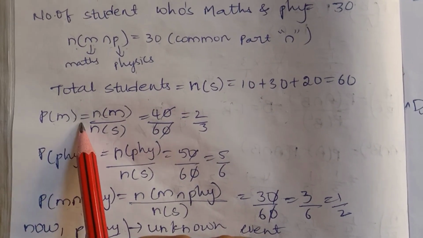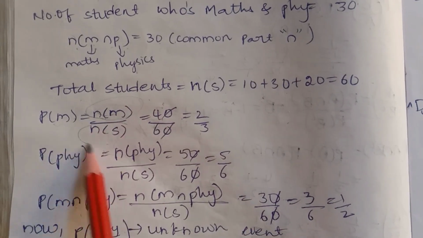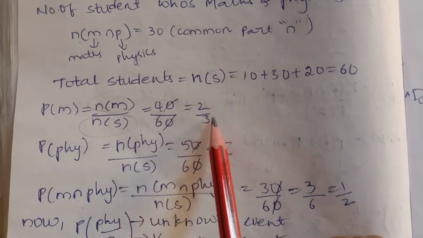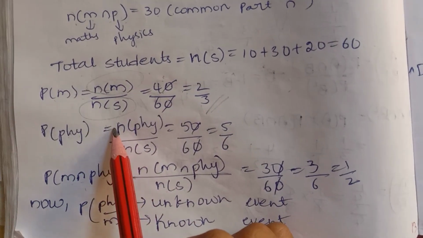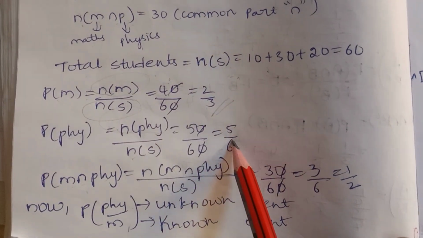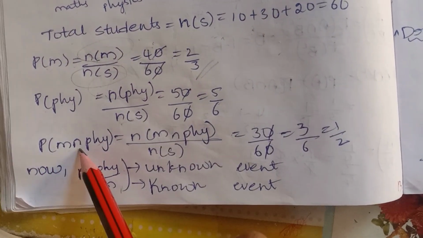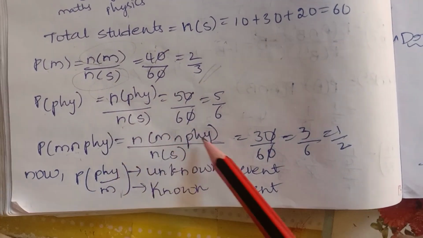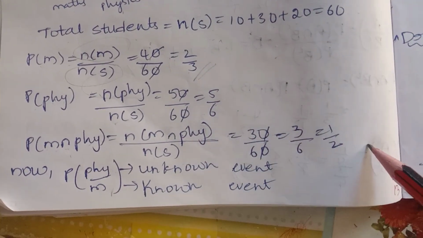Calculating the probability of maths equals number of favorable outcomes of maths by sample space. We will get the solution. For calculating physics, number of favorable outcomes of the physics subject over the sample space. We will get the solution for probability of physics. Calculating the intersection of maths and physics equals the common term for both over the sample space. We will get the solution.